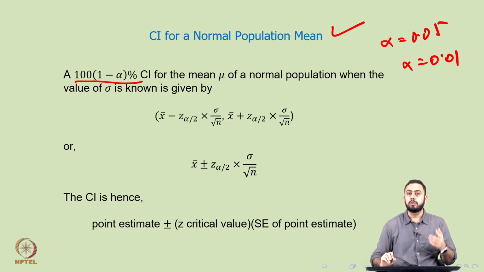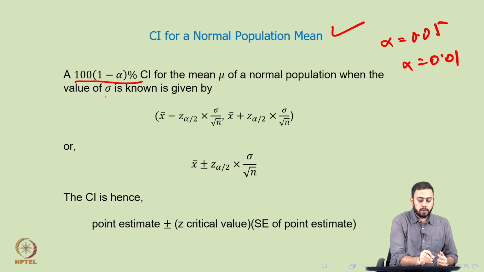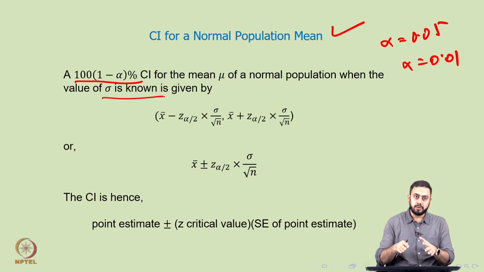value of sigma is known. This is an important assumption here. We will talk about two different scenarios. The first case: sigma is known. The second case: sigma is unknown. If sigma is known, we can very well make use of sigma in the interval formula. Now, what exactly is the interval formula?